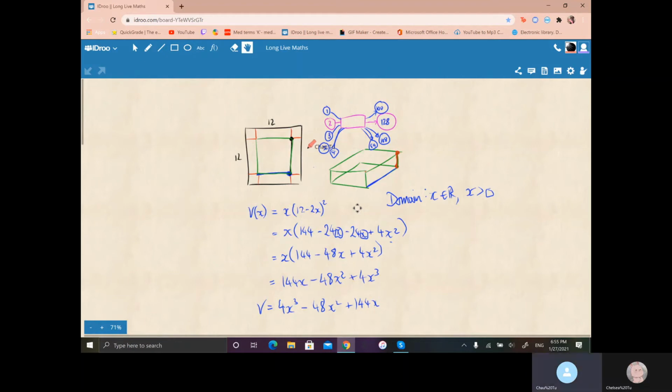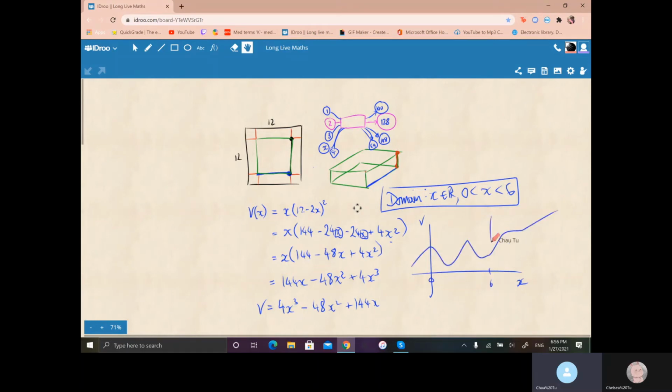No. Correct. If you cut it 6 by 6, you're not going to be able to form your box. So the domain is strictly greater than 0 and strictly less than 6. That's your domain there. Now really what you want to do is draw a graph of the volume versus x. Your domain is from 0 to 6, so you don't really care what the graph looks like beyond 6 and negative. So what does that graph look like?